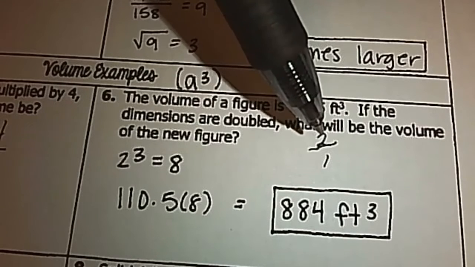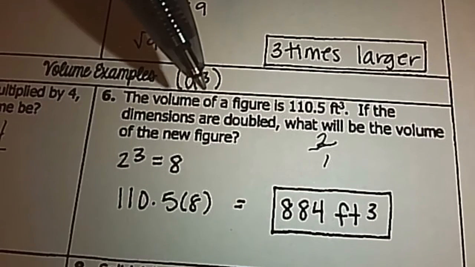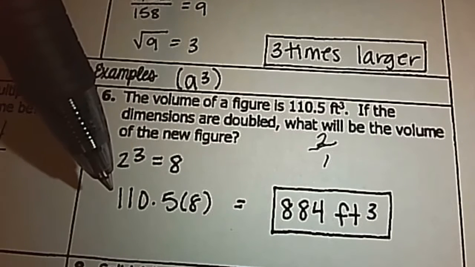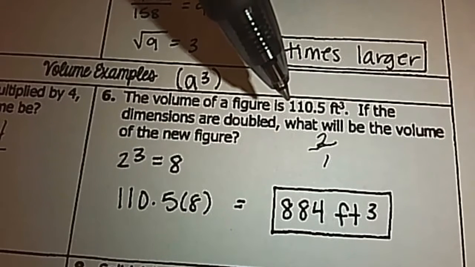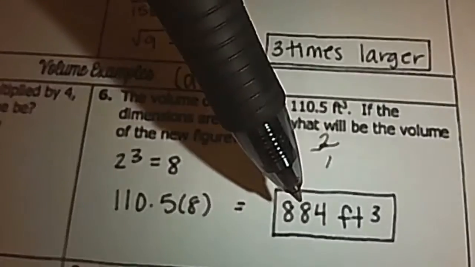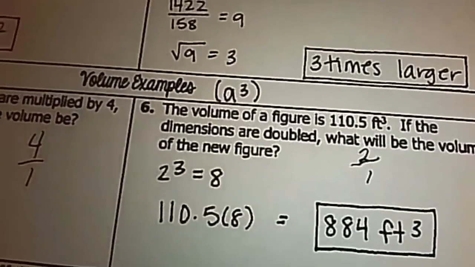So that's going to be 2 to 1, which is going to be a 2. And of course, we're dealing with volume, so we're cubing it. 2 cubed is going to equal 8. So you take that original volume figure, multiply it by 8, and you come up with 884 feet cubed. Okay? Pretty simple. This one was a simple one.